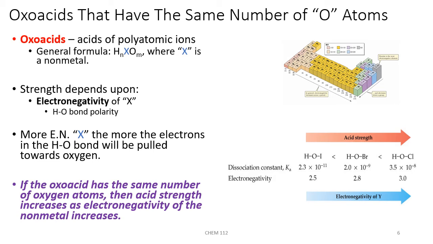Next, we're going to look at factors that affect the strength of oxoacids. Oxoacids are acids that are derived from polyatomic ions. They have the general formula HnXOm. X represents the non-metal portion of the oxoacid. N and M would represent the number of hydrogen atoms and the number of oxygen atoms in the formula. We're going to start with oxoacids that have the same number of oxygen atoms. The strength of the acid will depend upon the electronegativity of the nonmetal, or X. The electronegativity impacts the polarity of the H-O bond.